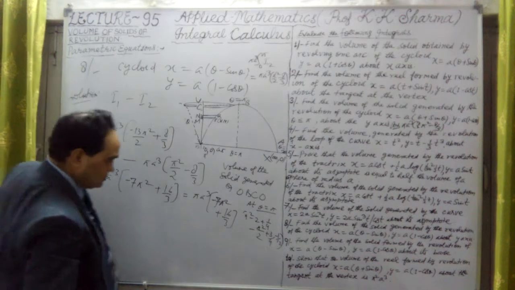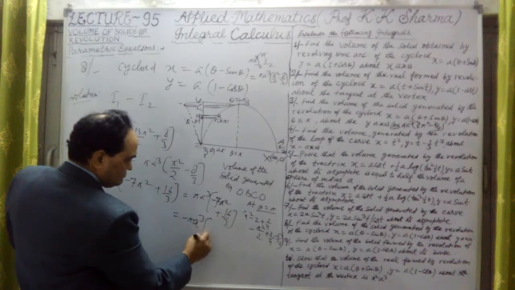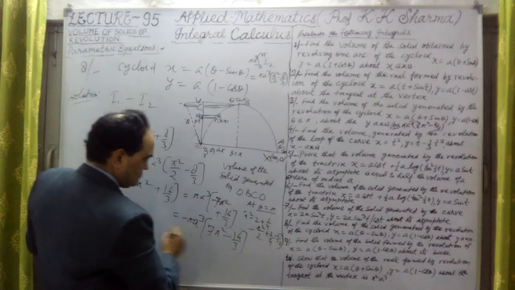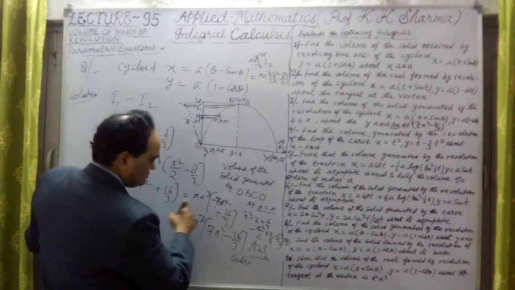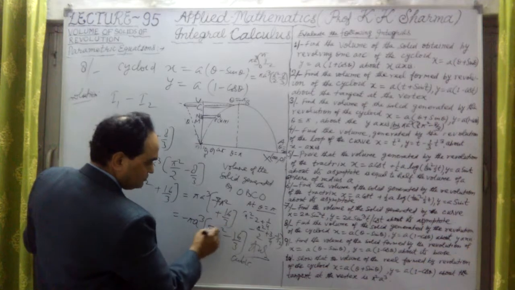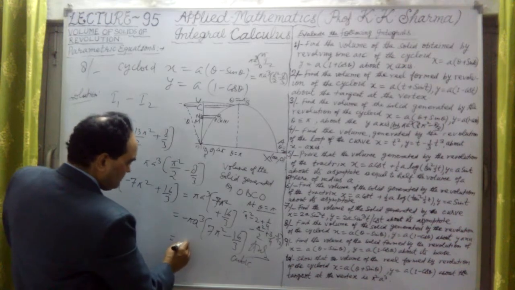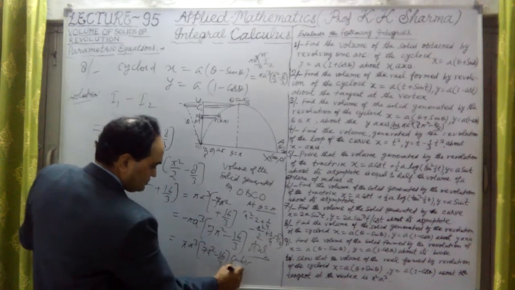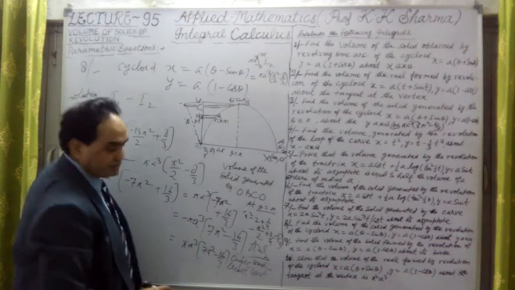Either this is the answer, or if I take minus sign common, because numerical value it is positive, we have to take the magnitude. This is 7 pi square minus 16 upon 3. This is the answer here, cubic unit. Either this is the answer, or this is minus 7 pi square plus 16 upon 3, or 7 pi square minus 16 upon 3, doesn't matter. The numerical value you have to take, or pi a cube with bracket 7 pi square minus 16 upon 3. This can be the answer here, okay? This is cubic unit here. Answer question number 8 completed.